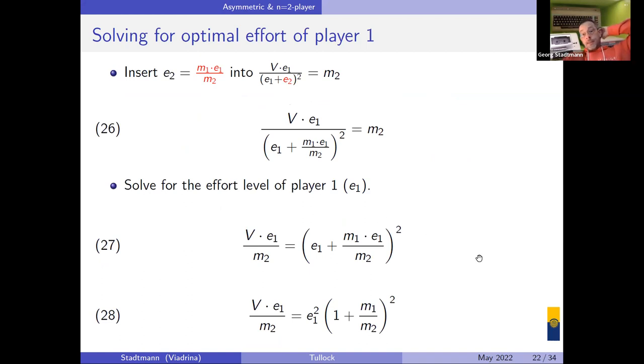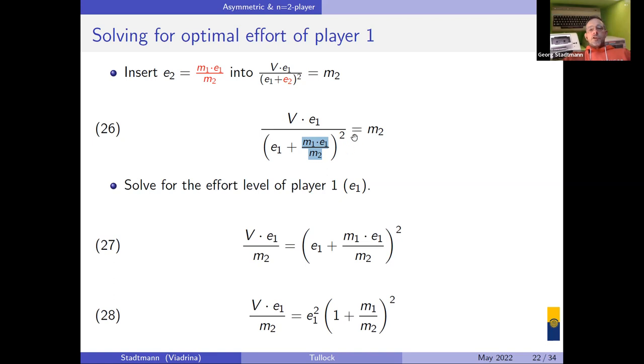Okay. Yeah, this is once more highlighted on slide number 22. We are inserting the red stuff into the red part of equation 22. So we end up at equation 26 after this modification. This is the red part. And now we have to solve this stuff for E1.